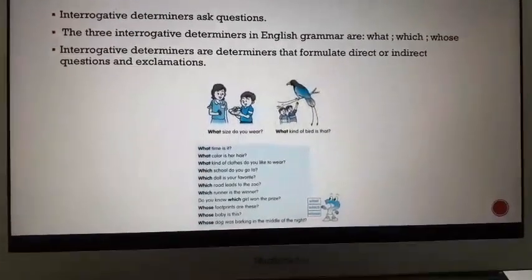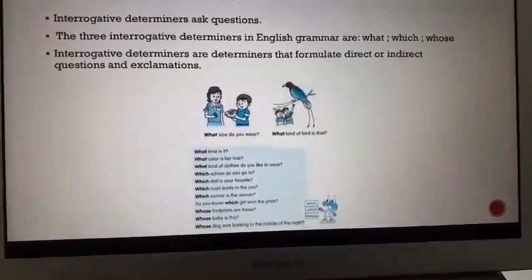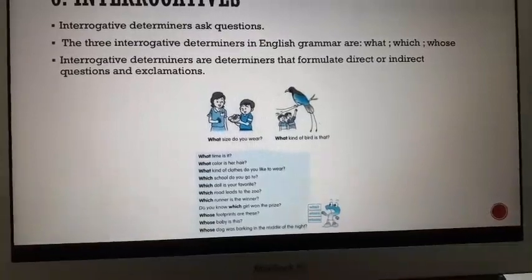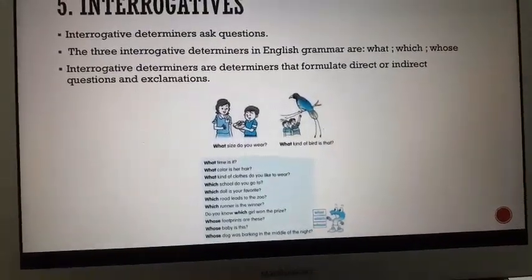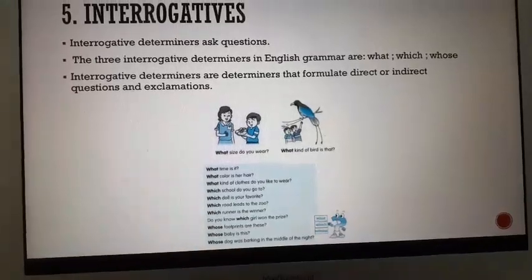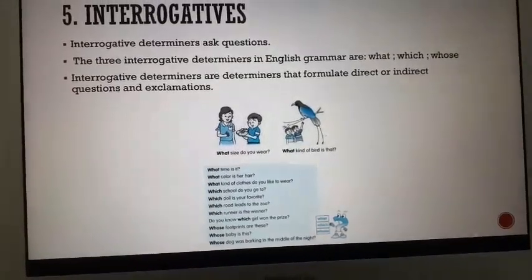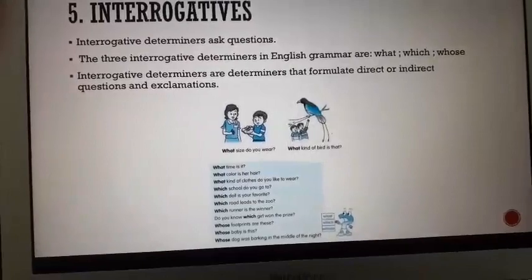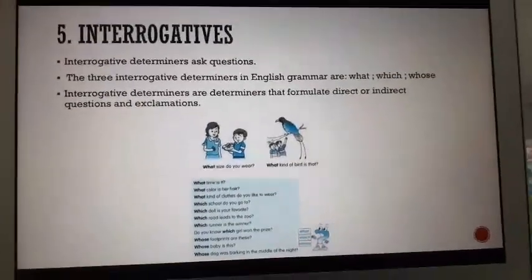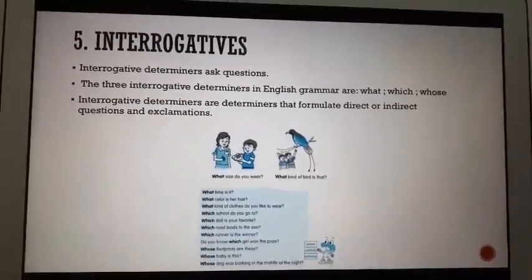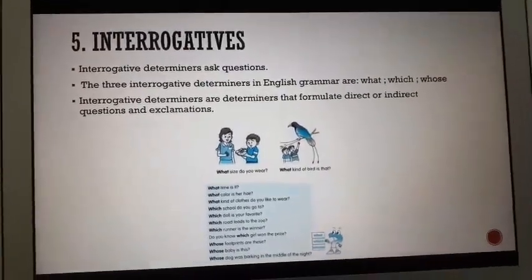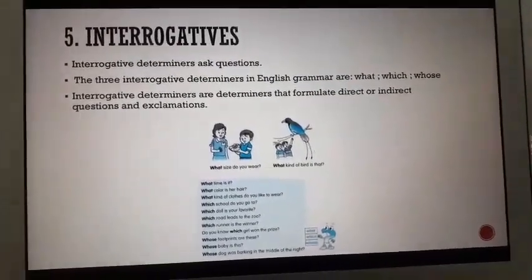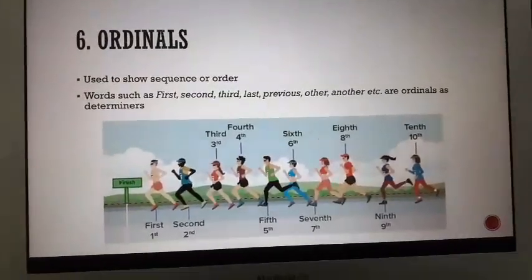So let's look at these examples. What size do you wear? What kind of bird is that? What color is her hair? What kind of clothes do you like to wear? Which road leads to the zoo? Whose footprints are these? So these are different question words that are used as determiners. So interrogative determiners are these. Let's move to the other one.